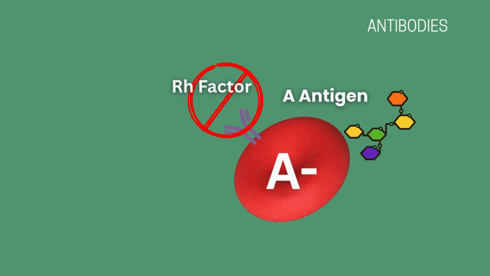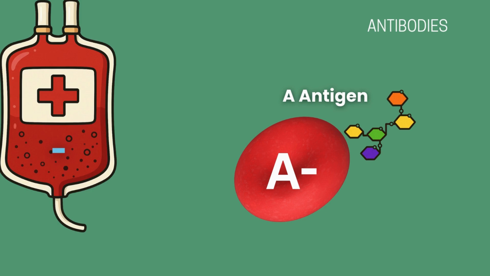What about the Rh factor? Let's say our patient is Rh negative. Let's look at the rules. If a patient is Rh negative, they should only receive Rh negative blood. Remember, being Rh negative means they lack the extra protein, or the Rh antigen, on their red blood cells. Being Rh positive means that this protein is present.